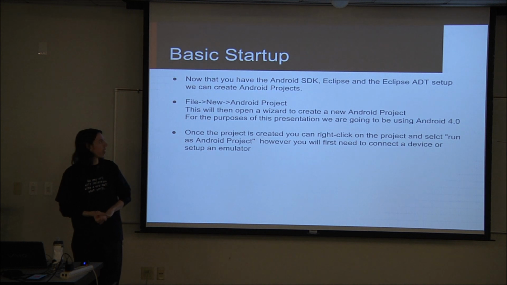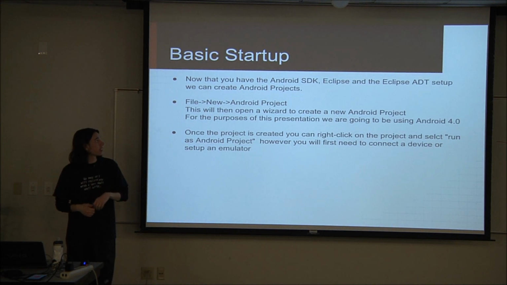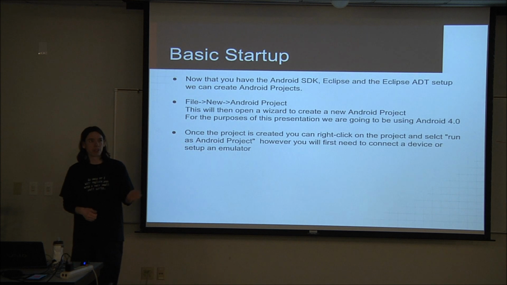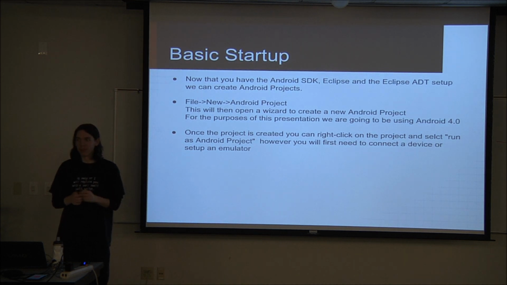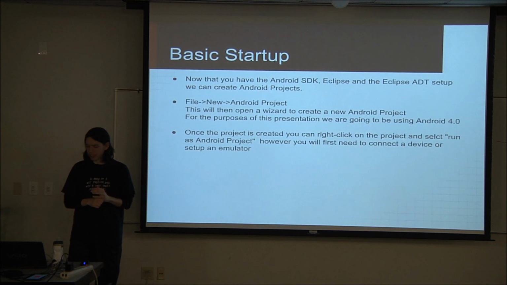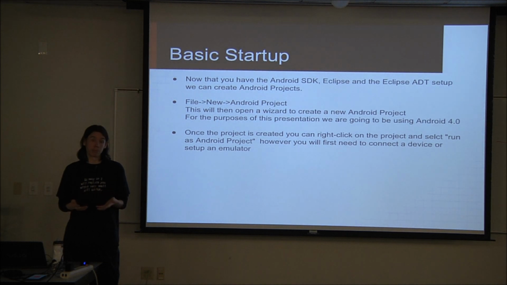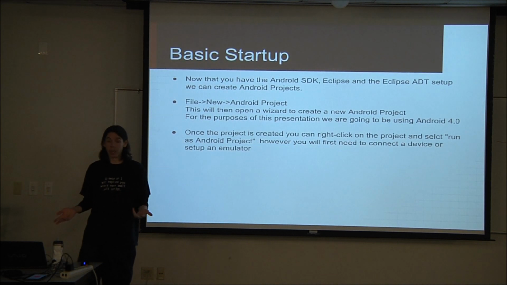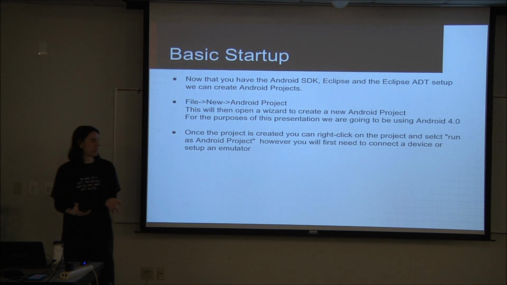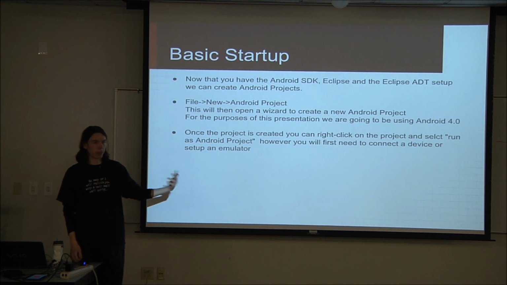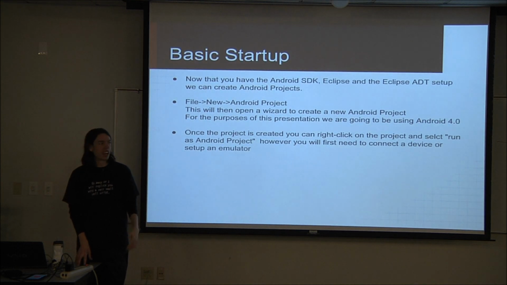So basic setup, once you have that, Android SDK, Eclipse, Eclipse ADT setup, we can create Android projects. File, new Android project. Not complicated if you've used any IDE before. Once the project is created, at least once you need to right-click, run as an Android project to tell it what type of project you're running it as. Otherwise, it has no idea what it needs to run as. So it's like, OK, you tell me to run an application. What is it? So first time through, right-click, tell it to run as an Android application. After that, you can use the keyboard shortcuts or hit the actual play button on the top of the screen.